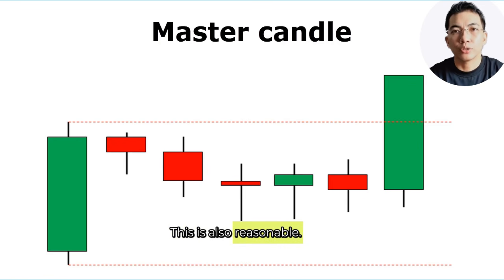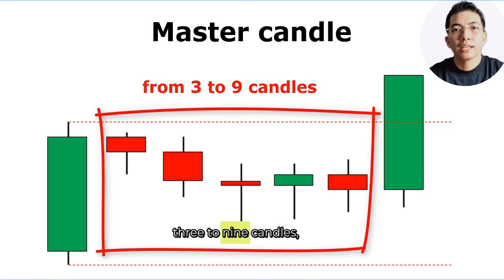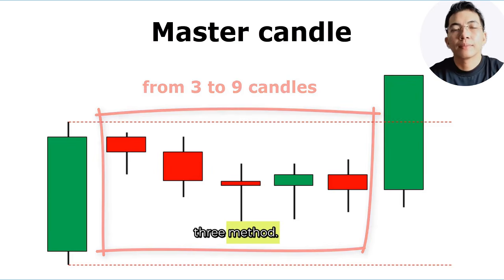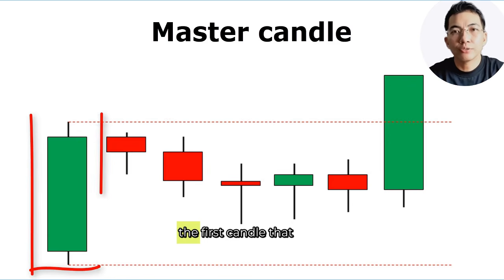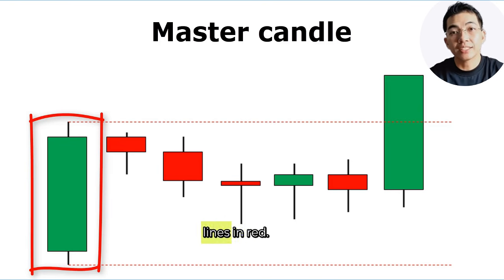This is also reasonable. If the market stops for a few sessions, we can suppose that it is a consolidation period. If there are many sessions that express indecision, it may be that the power of the previous trend is decreasing. So we will use this pattern only if in the second phase there will be from 3 to 9 candles. With 3 candles, that is the case of a rising or falling 3 method. We call master candle the first candle that identifies the trading range that you can see between the 2 dashed lines in red. We will also call the entire pattern master candle for the sake of simplicity.